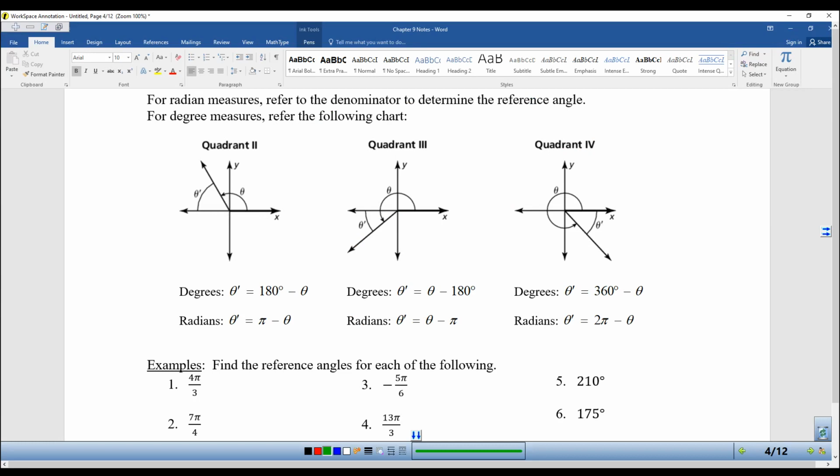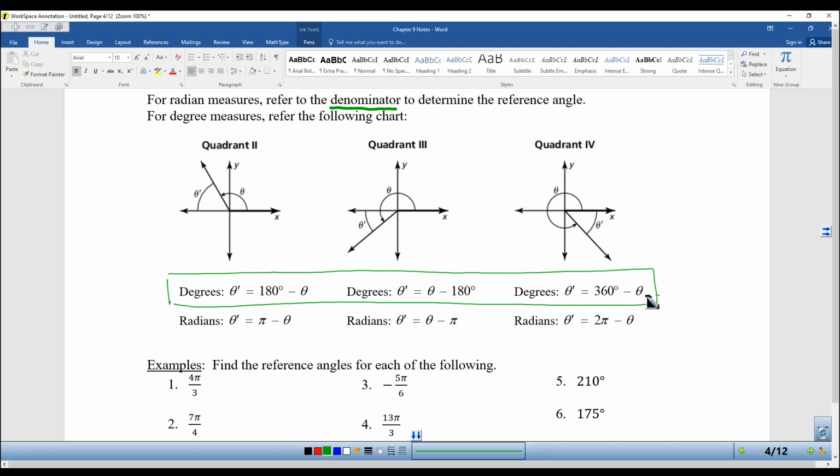Now, unfortunately, while it's easy for radian measures, because you can just refer to the denominator, all the pi/6 go together. For degree measures, it's actually a lot harder, which is why so many people actually end up preferring radians to degrees. For degrees, you can use this little chart right here. There's a chart for radian measure too, but you can just use the denominator. It's nice and easy. But for degrees, let's say you had a theta like 110, bigger than 90, so it's in quadrant 2.